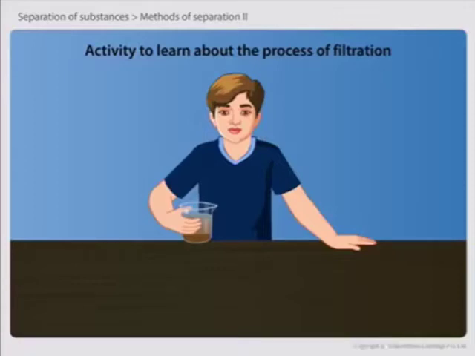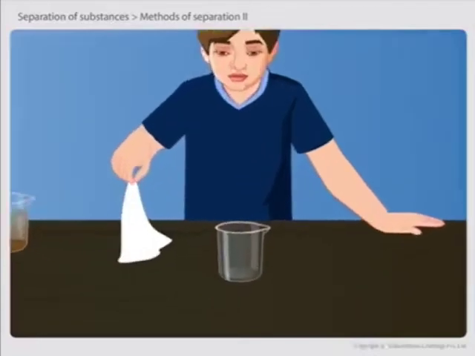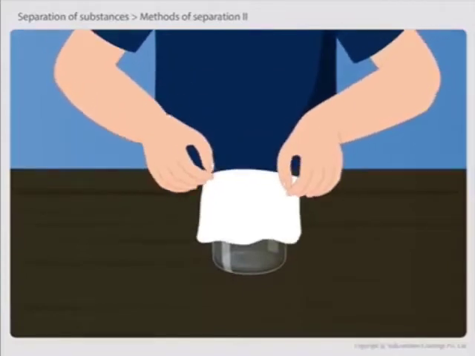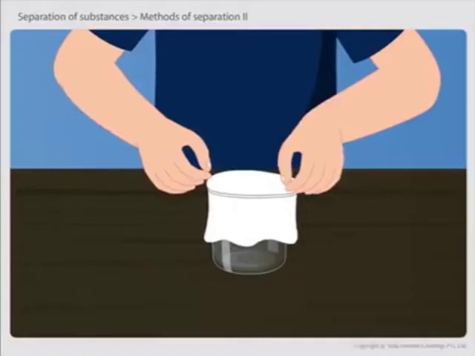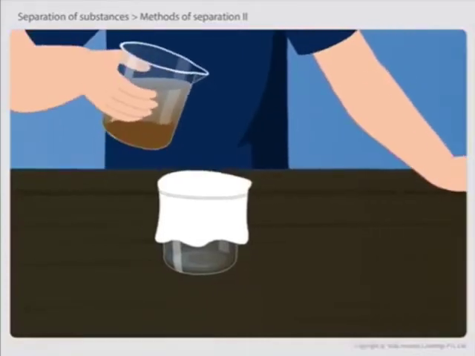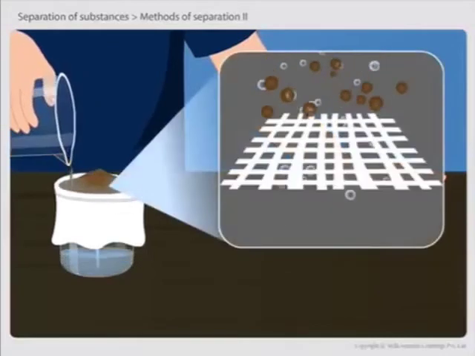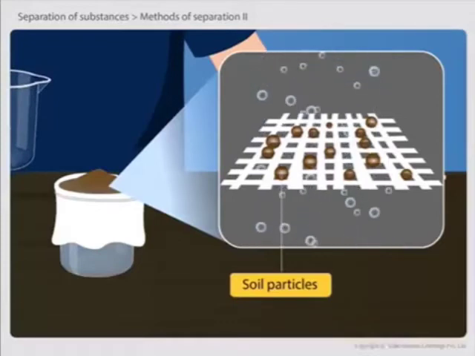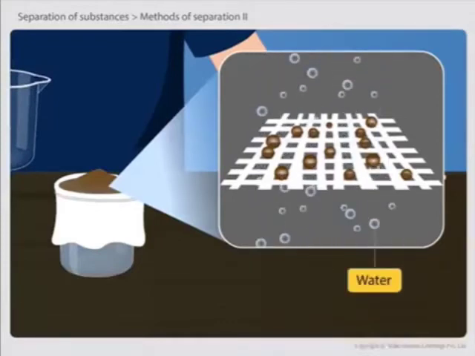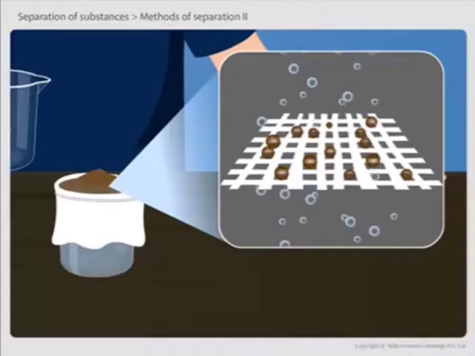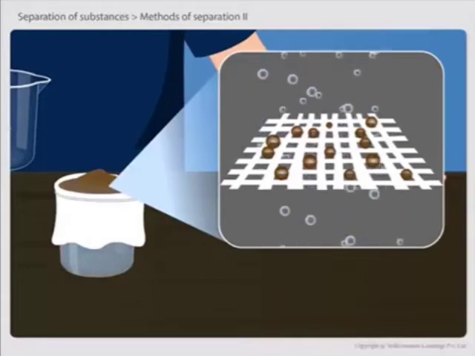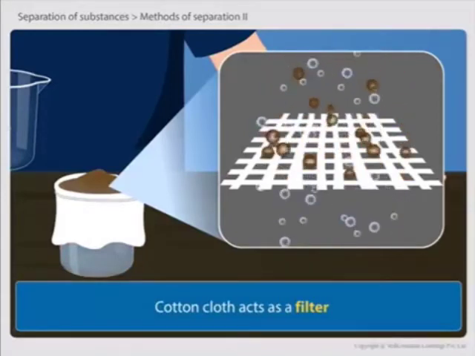Take soil and water mixture in a glass beaker. Now take a small piece of cotton cloth. Take another glass beaker and put the cloth on top of it. Now pour the mixture through the cloth. What do you observe? You will observe that soil particles remained in the cloth while the water passes through the cloth and gets collected in the second beaker. Do you know why? This is because cotton cloth acts as a filter.